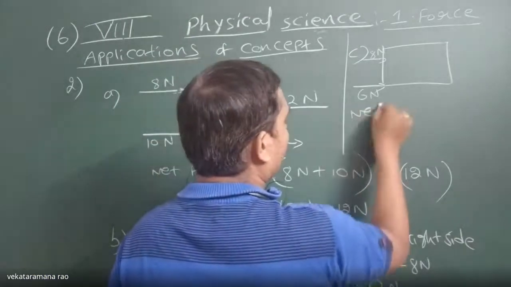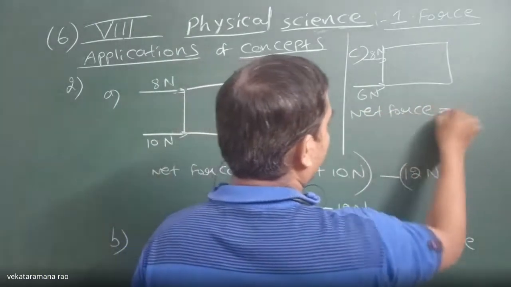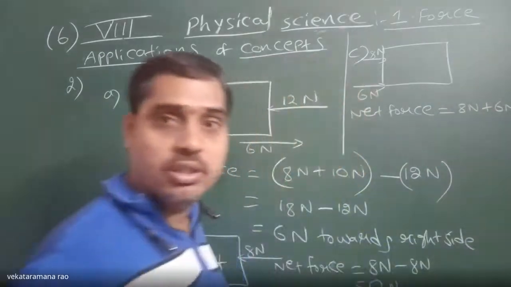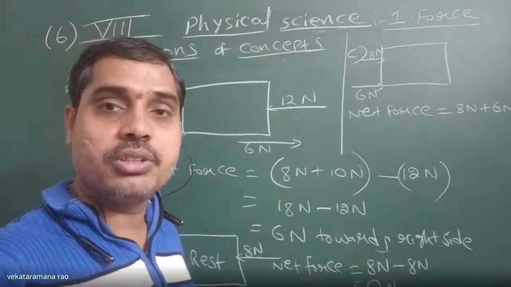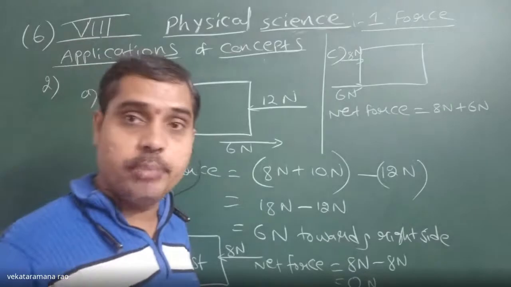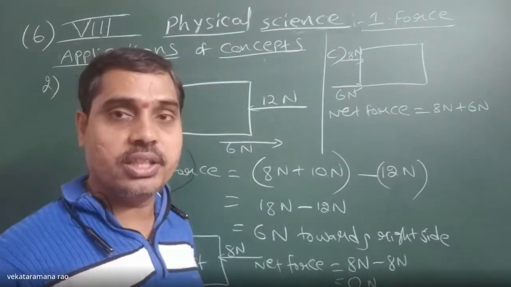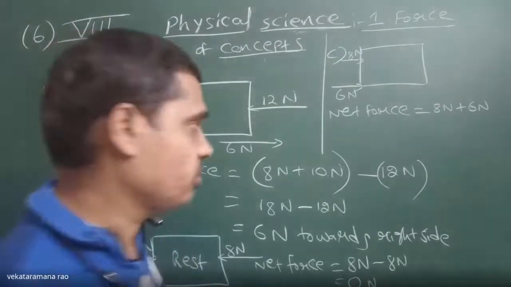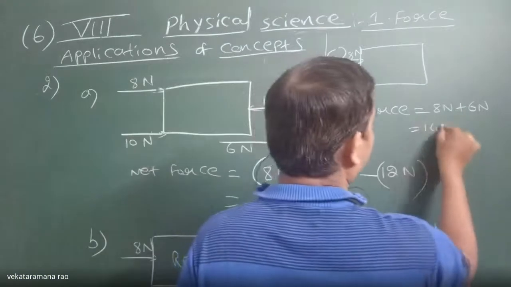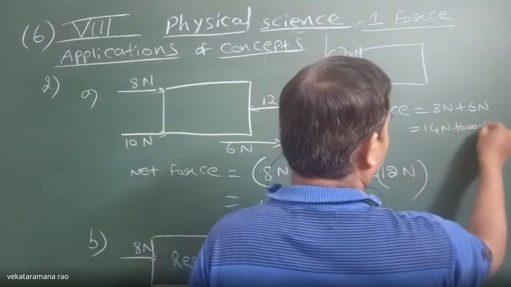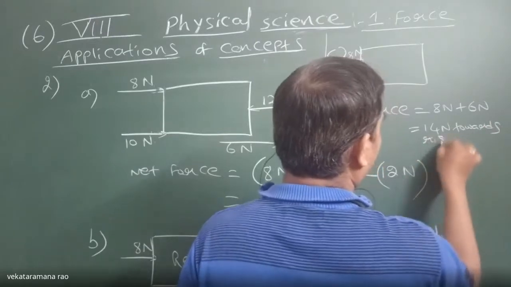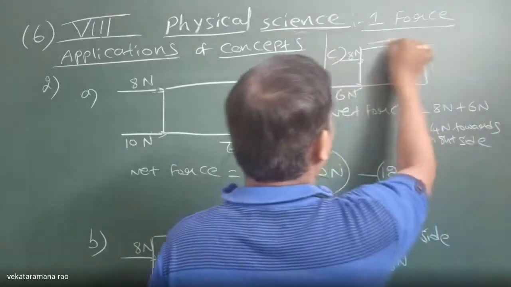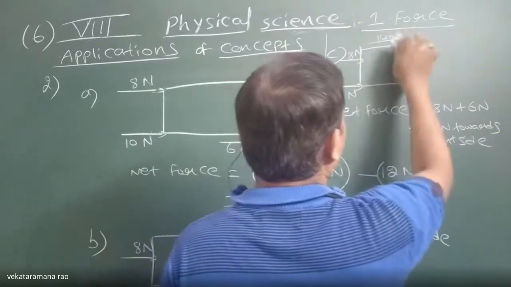Therefore, the net force is equal to 8 newtons plus 6 newtons. Why are you doing summation? Why are you doing addition? Because both forces are acting in the same direction. As both forces are acting in the same direction, the net force is a summation of both forces. Towards which side? The right side, or towards the east side. So this block will move with the net force towards the right side.